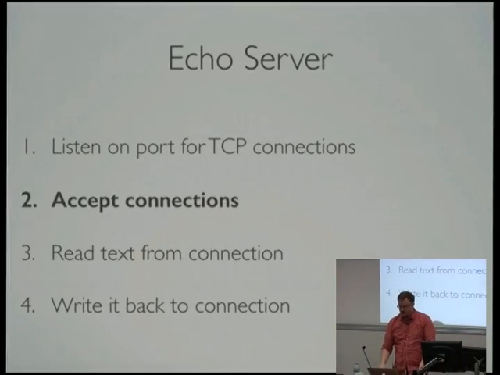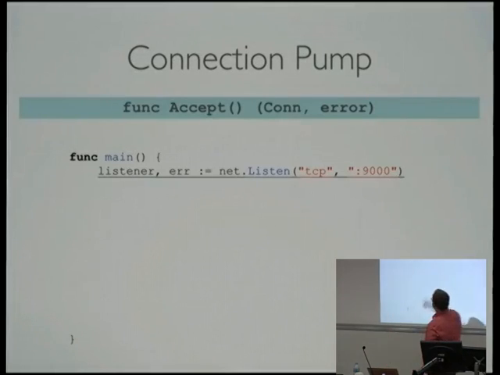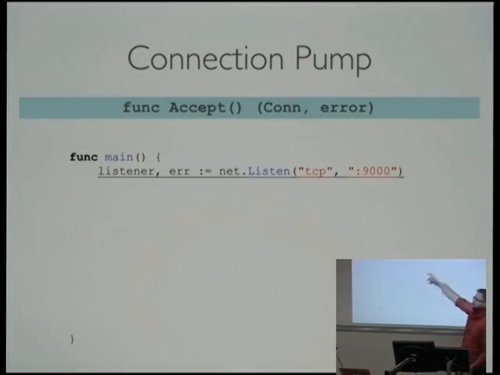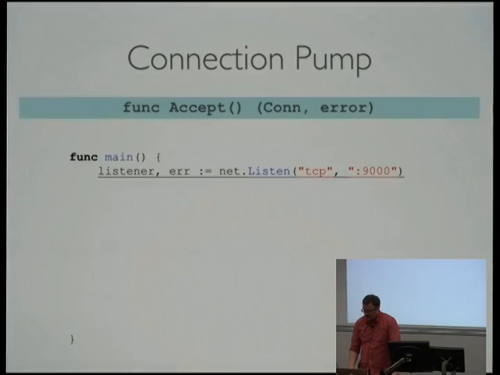So, echo server, we have our listening. Now we're going to talk about accepting connections. We actually filled this out now. Listener is going to be the variable that we get back, comma error. It's exactly like you might expect for multiple return values. Colon equal again, we don't have to define what listener is or what error is.